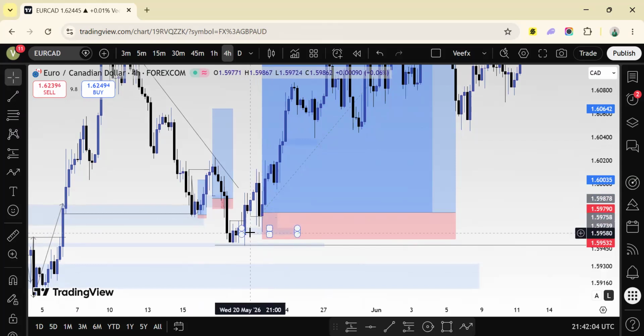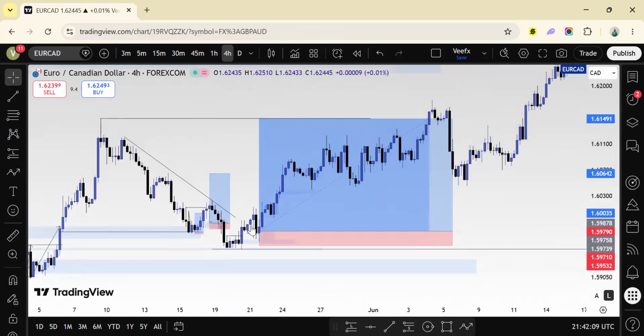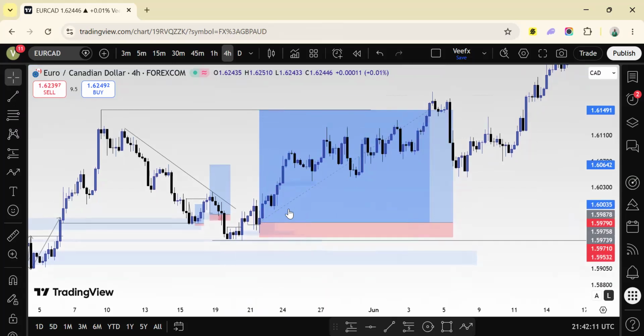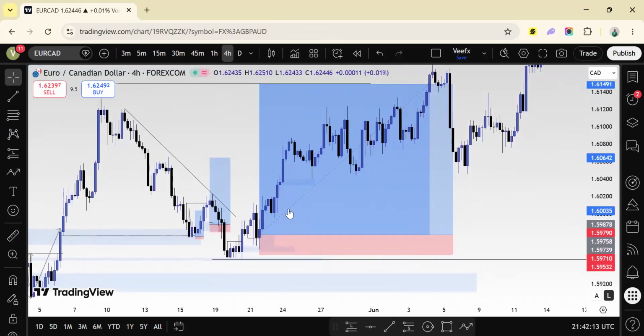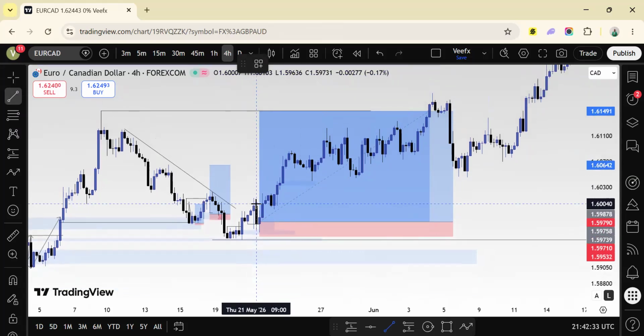Now, this is where I'm expecting to enter from. You can see that from here, right? This is where I will normally even take my first take profits, although it is small, right? But I was much more bullish. That's why I even had to extend it. But normally, this is what I would do.